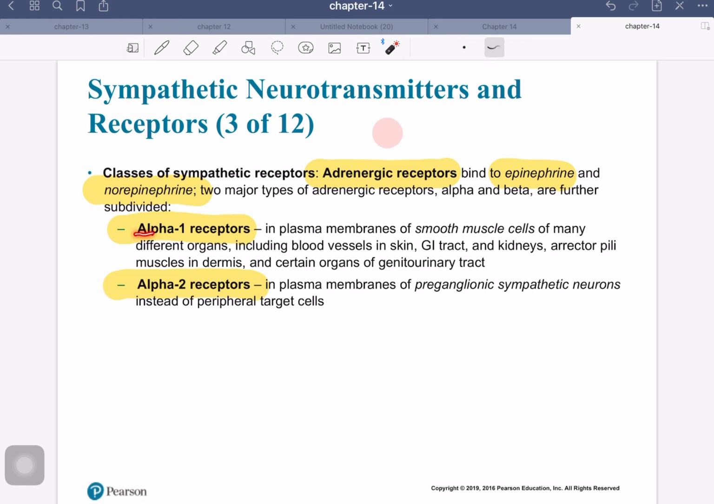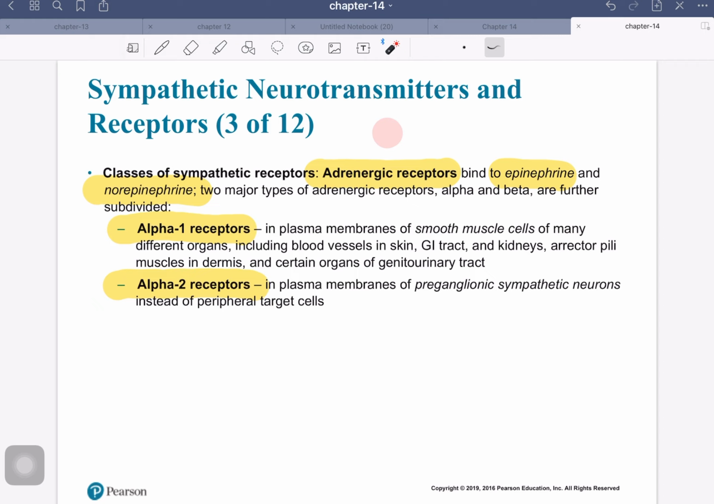So where do I find the alpha-1 receptors? They're in the plasma membranes of smooth muscle cells. And of course, smooth muscle cells are in many types of organs, including things like skin and your blood vessels, so they can have an effect on the functioning of those. Your GI tract, your kidneys, the little muscles that make your hair stand up, the erector pili muscles in the dermis, and certain parts of the genitourinary tract also have the alpha-1 receptors.